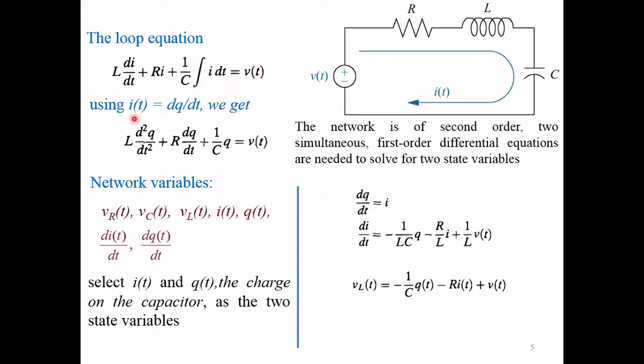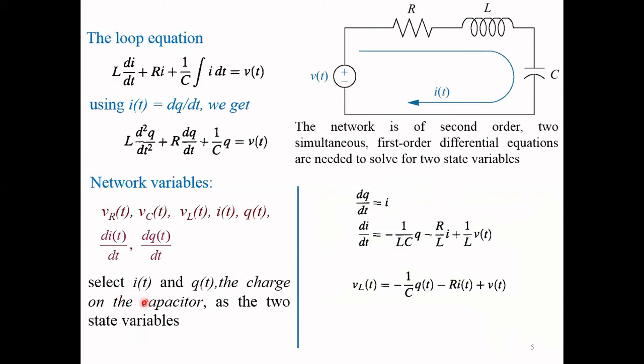The current is equal to the derivative of charge. Entering this value here, we get the second order equation. From these two equations, we get the network variables. The voltage across resistance is our first variable, then voltage across inductor, voltage across capacitor, current, charge, and derivative of current and charge are our network variables. V of t is input, and select I of t and Q of t.